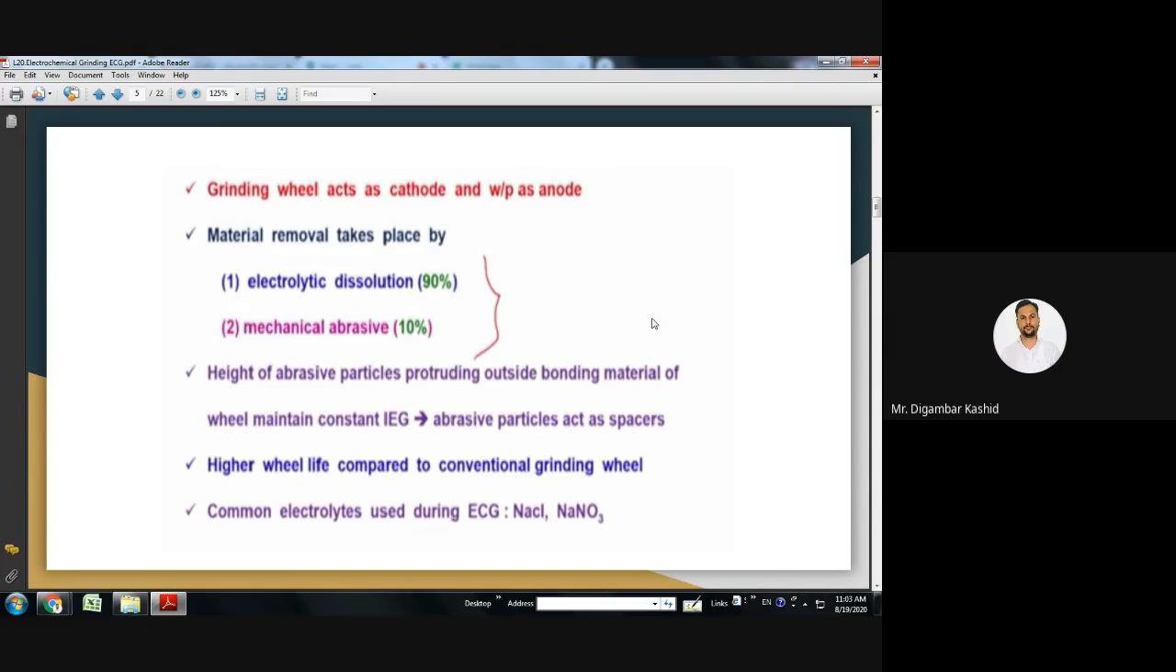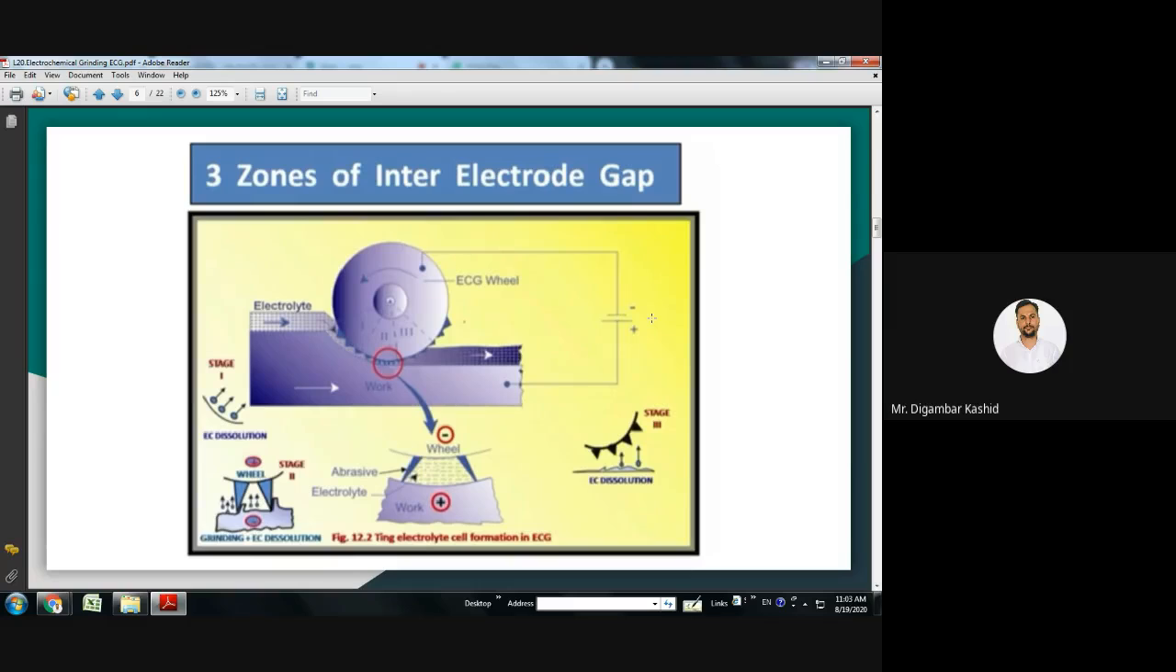Now come to this diagram. You can see the working principle of electrochemical grinding. Here you can see your grinding wheel which is rotating in the anti-clockwise direction. Here your actual workpiece is there, that is moving from the left to right side. So your grinding wheel is there and your workpiece.